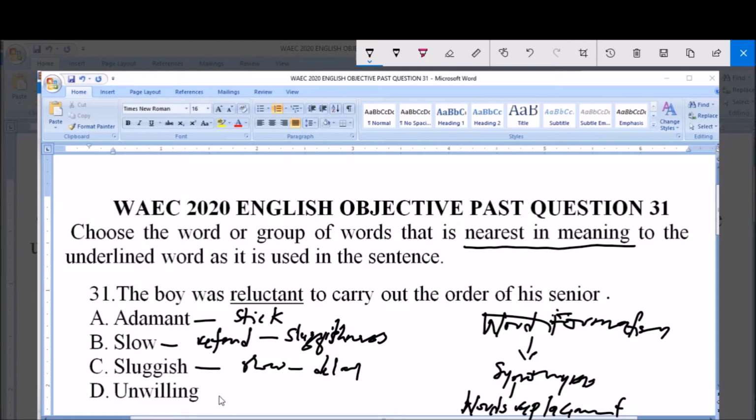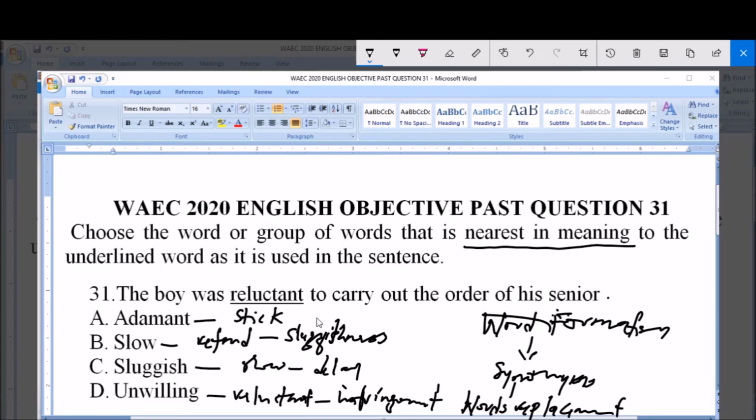Then unwilling is synonymous to reluctant. That is all the truth. Reluctant is also synonymous to infringement.